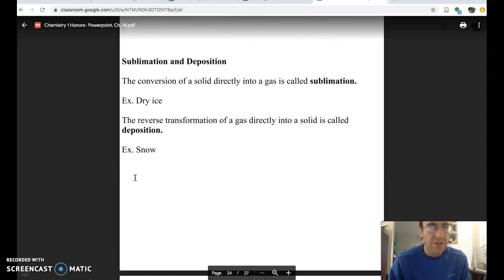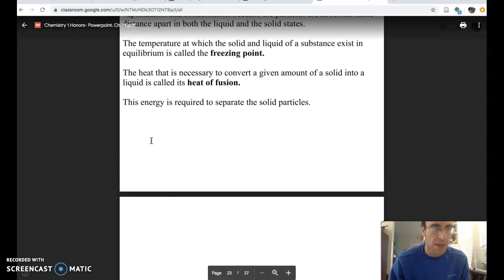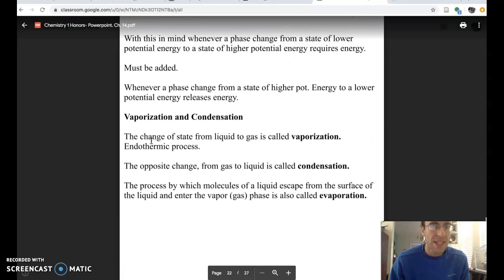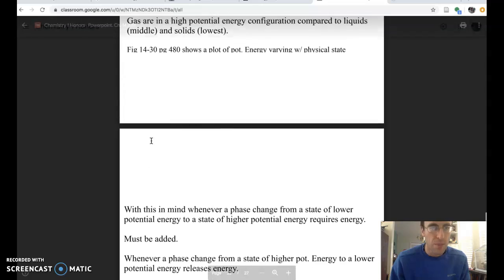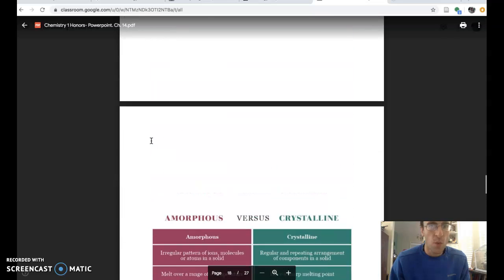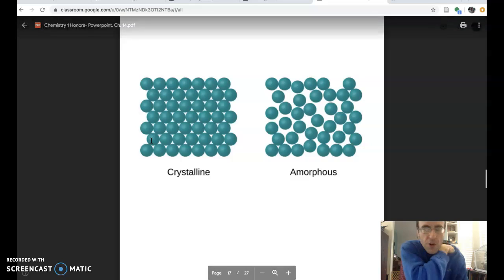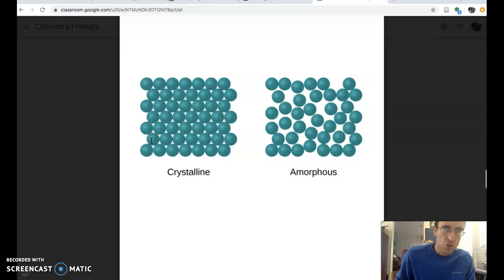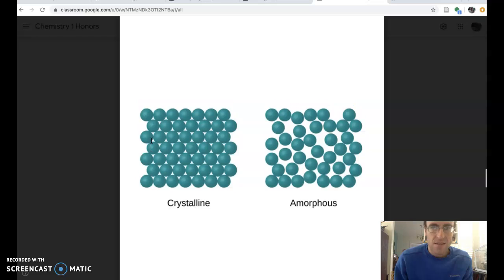Now, for your test, definitely know all the terms in bold: sublimation, deposition, heat of fusion, freezing point, boiling point, vaporization, condensation, evaporation. Know those are matching. Know the unusual properties of water. For any time we're talking about a solid, there's two structures. It's crystalline or amorphous. Crystalline is a solid specifically arranged in a specific pattern, and an amorphous solid is that the particles are just randomly arranged. Like plastic is amorphous, or rubber is amorphous, and the particles are just arranged in it whatever way. Glass is the same way.